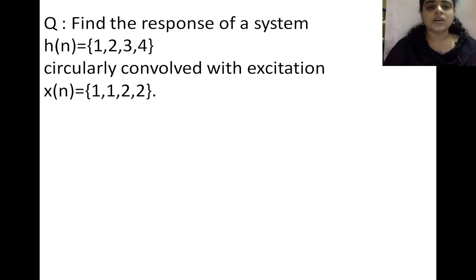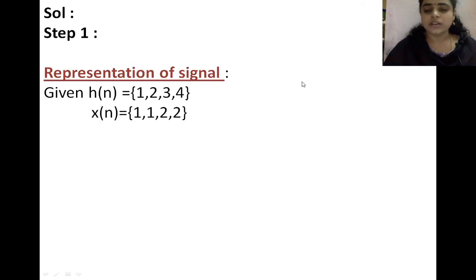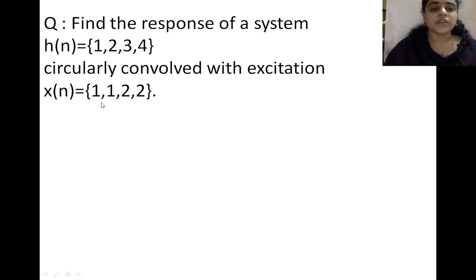So this is the question: find the response of a system h of n equal to 1, 2, 3, 4 circularly convolved with the excitation x of n equal to 1, 1, 2, 2. Okay, so in this question they have given h of n, the system response, and the excitation, which is nothing but the input to the system, x of n equal to 1, 1, 2, 2.